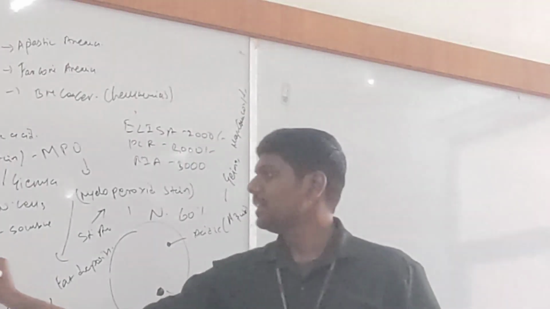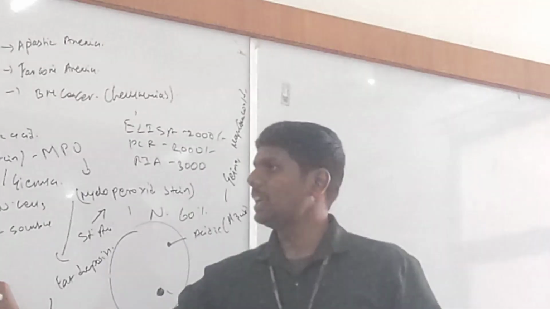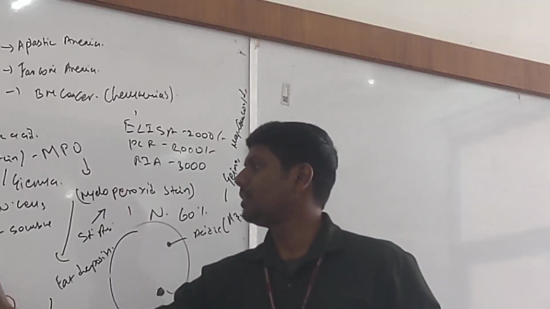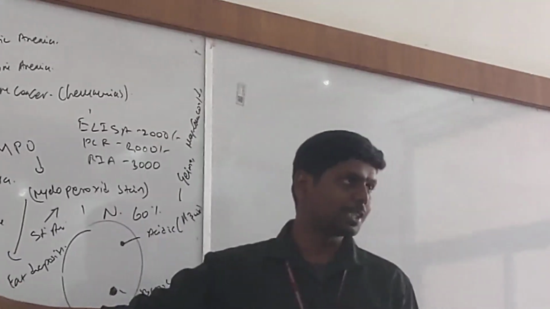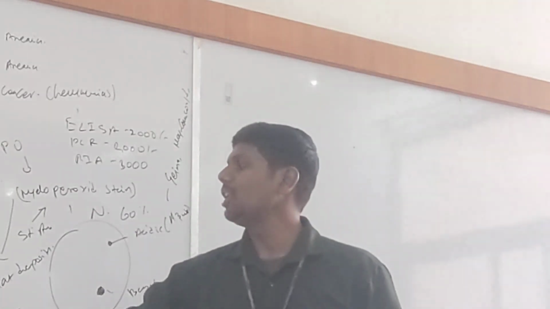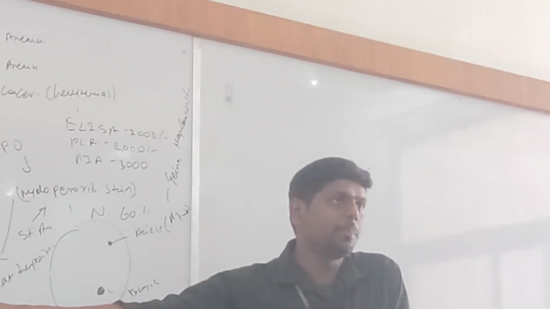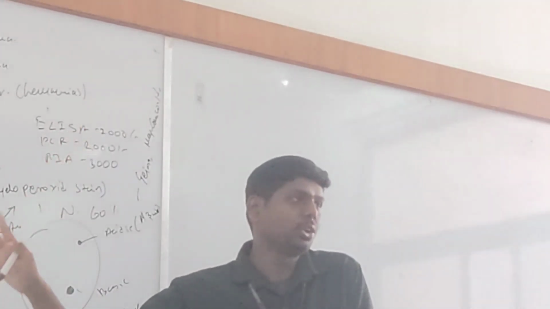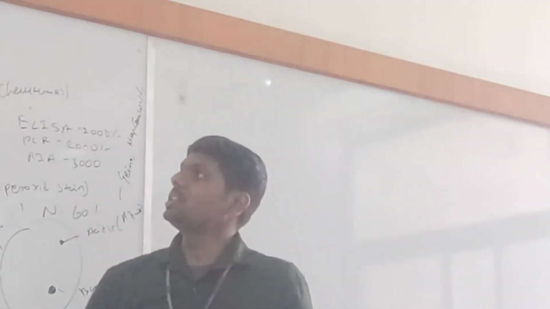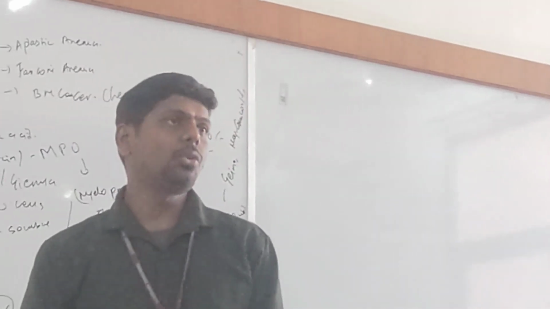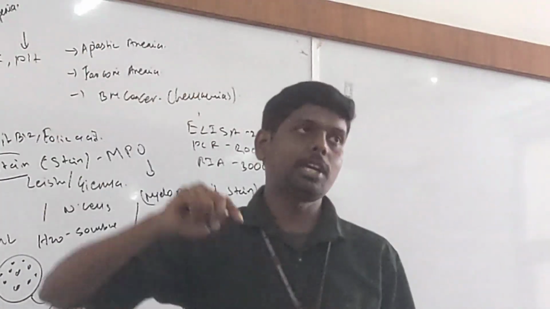So what will be the results of this stain? You can expect that if it is a myeloid cell, it will have black color deposits. Black color deposits are our fat deposits. Positive for myeloid leukemia. Absence of black color deposits indicates negative for myeloid leukemia. So the purpose of Sudan black B is to differentiate myeloid leukemia from lymphoid leukemia.